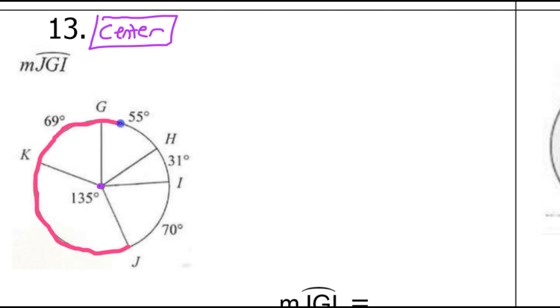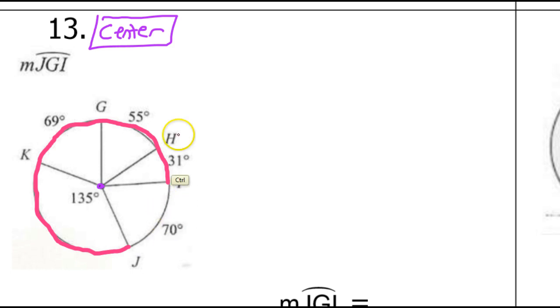J, G, all the way to I. All right, well, this seems pretty straightforward. I could add up all of these angles, all these arcs and angles, I could add them all up. What's a quicker way to find this arc that I just drew?